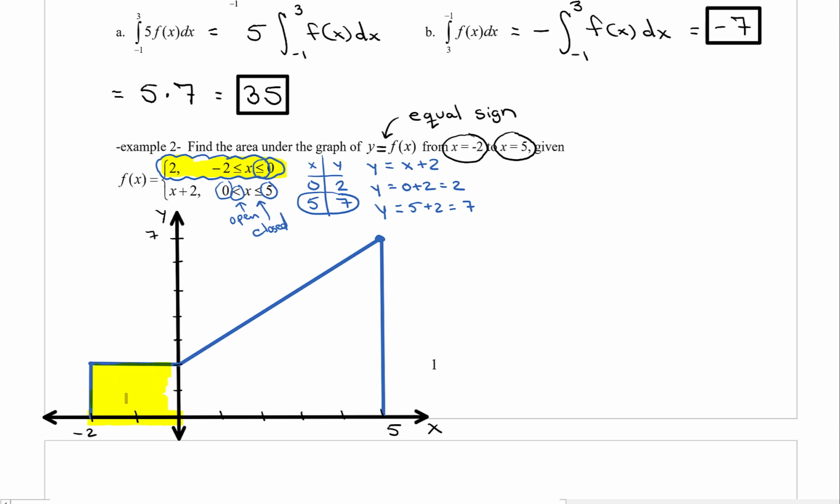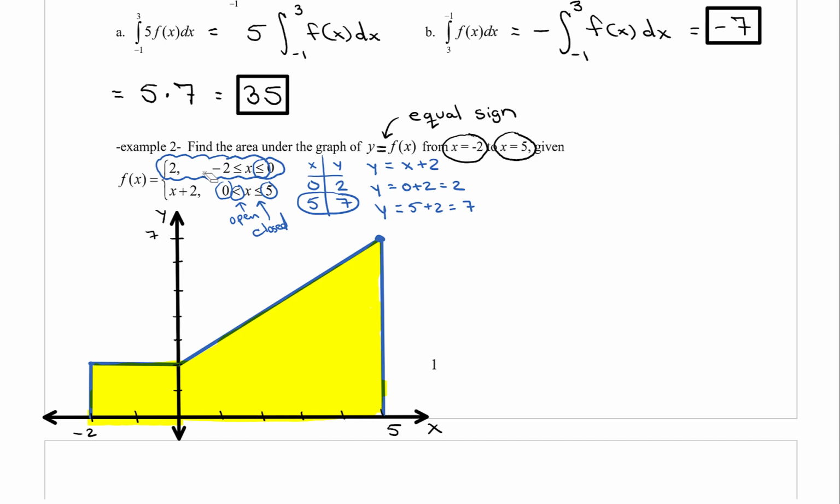It looks like here I've got two pieces. I've got the piece from -2 to 0, which kind of looks like a rectangle, and then I also have the piece from 0 to 5, which looks more like a trapezoid. All right, so now that I have my entire region shaded in, we can go ahead and find this area. I'm going to set this up by finding a definite integral.